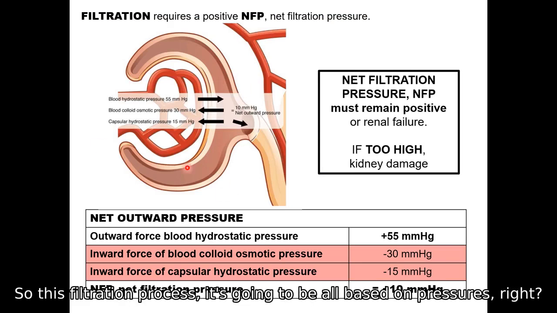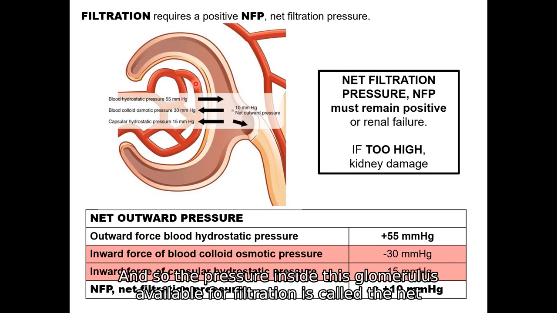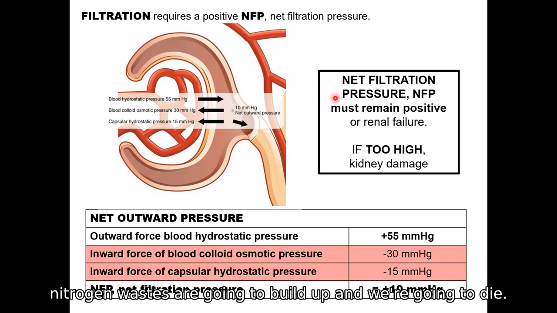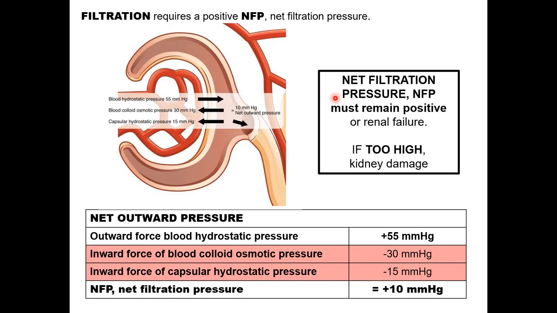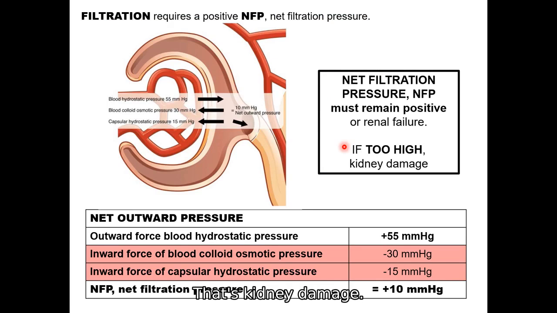So this filtration process is going to be all based on pressures, right? And so the pressure inside this glomerulus available for filtration is called the net filtration pressure. Net filtration pressure has to remain positive or nothing gets filtered out, and then our nitrogen wastes are going to build up and we're going to die. Okay, so it has to be high enough to filter, but of course we don't want it to be too high, because I just showed you those little podocytes and filtration slits. We don't want to blow holes in our strainer, okay, because that's bad, that's kidney damage.